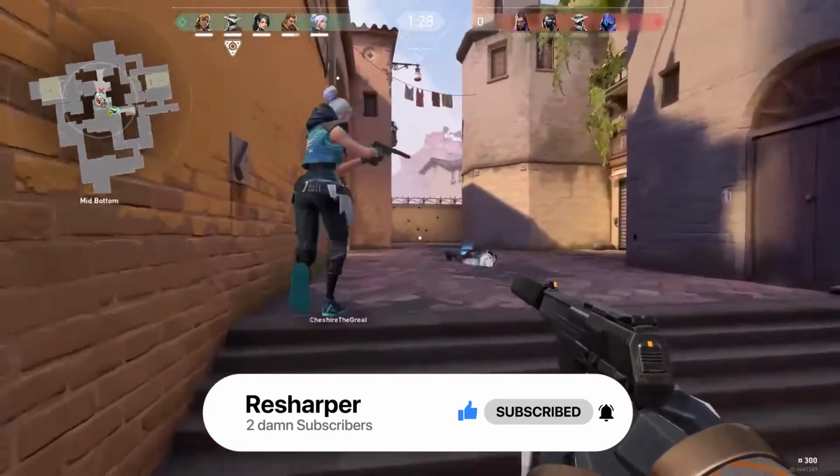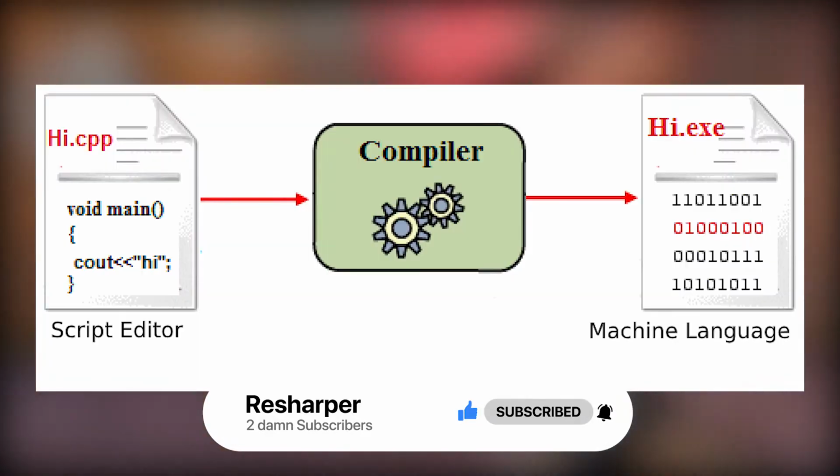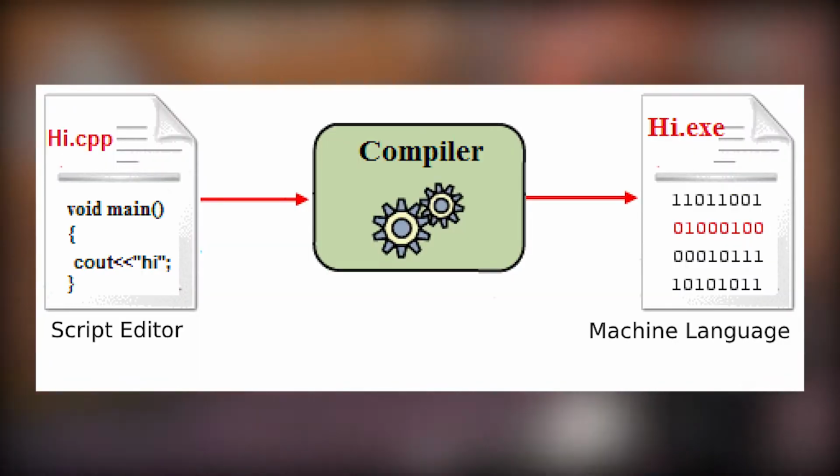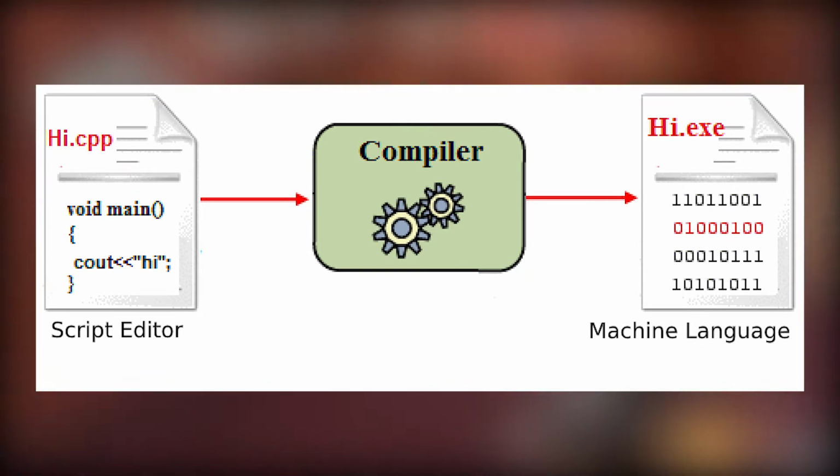To run a program in C++, you need a script editor to type your code and a compiler which translates your boring code into the much more interesting machine language that is understood by the CPU.